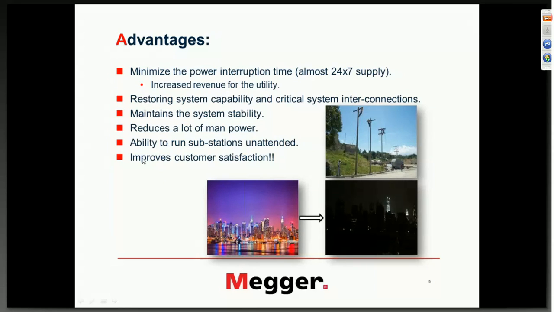Reclosures also give you the ability to run the substation unattended. I mean, it is not recommended, but still, you don't have to have too much manpower closing the circuit breakers all the time.